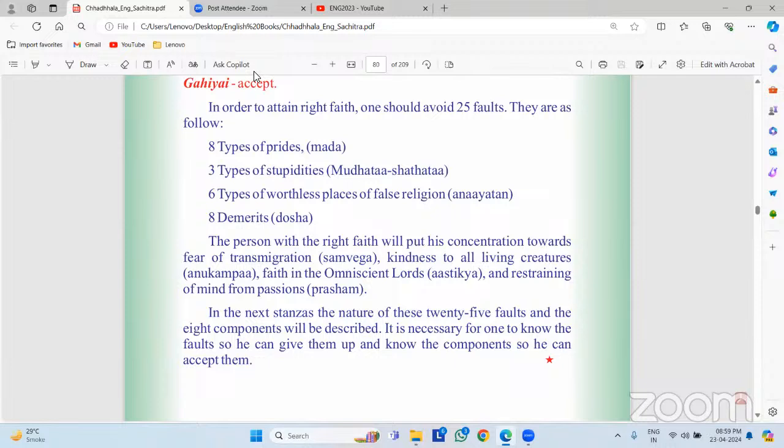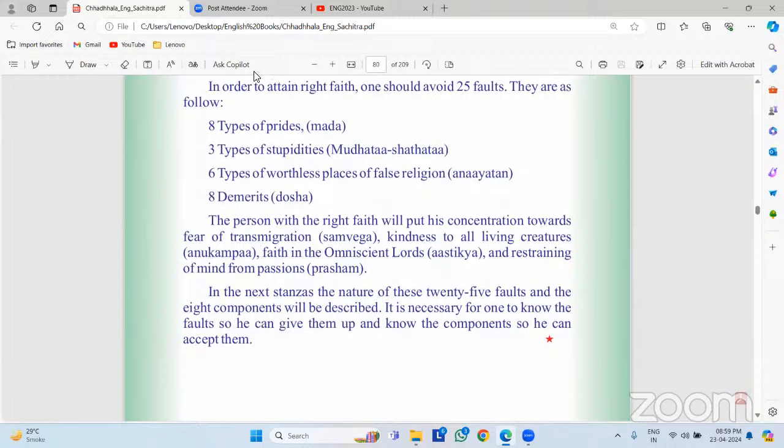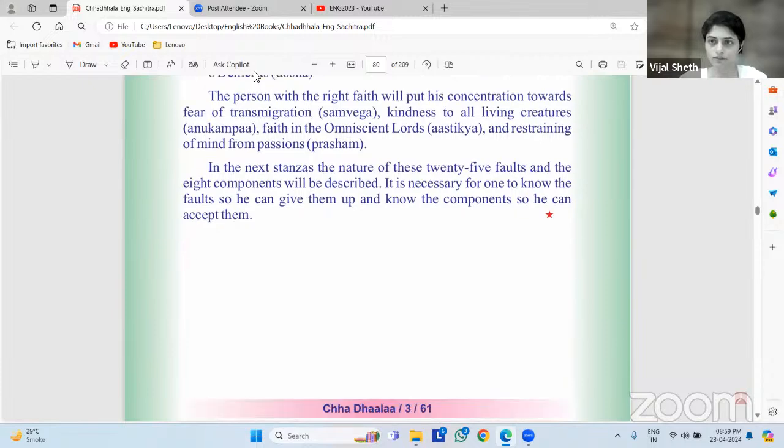In the next stanza, the nature of these 25 faults and 8 components will be described. It is necessary for one to know the faults so he can give them up and know the components so he can accept them. Okay, are we clear so far?